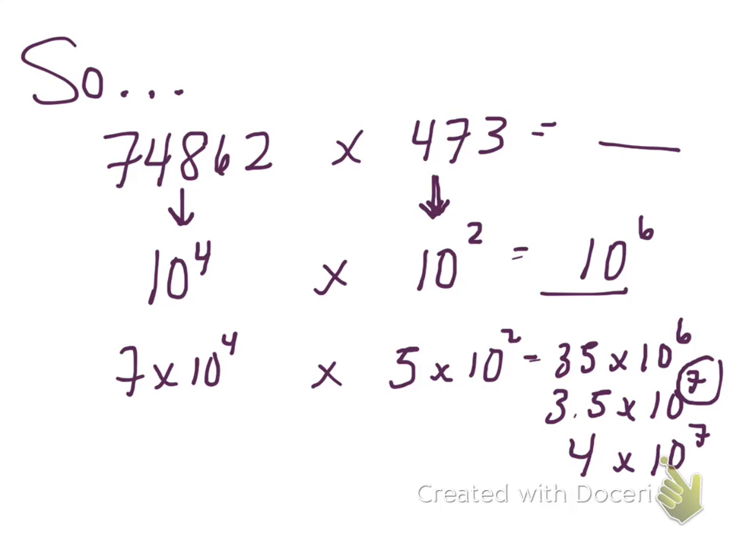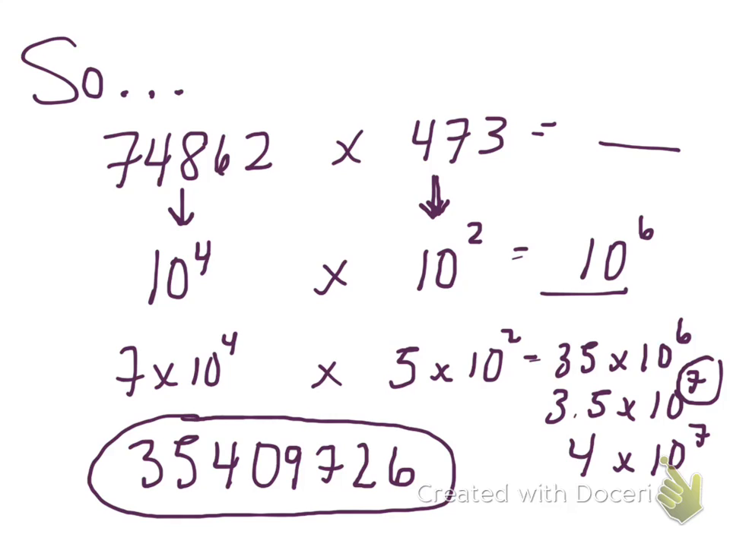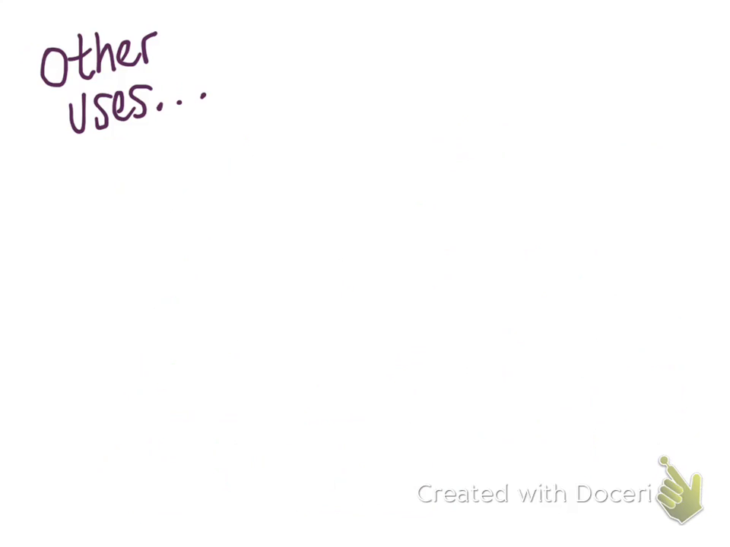What's the actual answer to this multiplication problem? Drum roll, please. 35,409,726, or 3.5 times 10 to the 7th. Wow, that's not too shabby. What a handy tool.